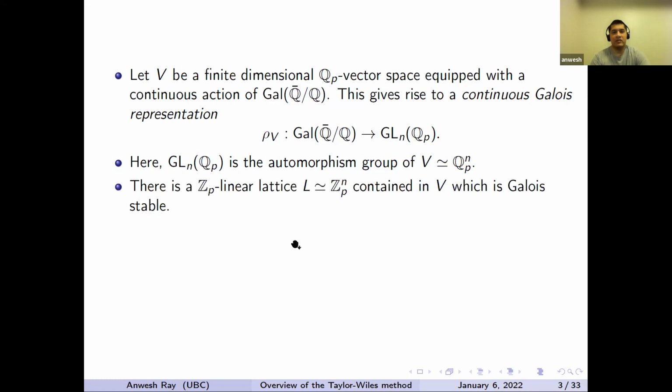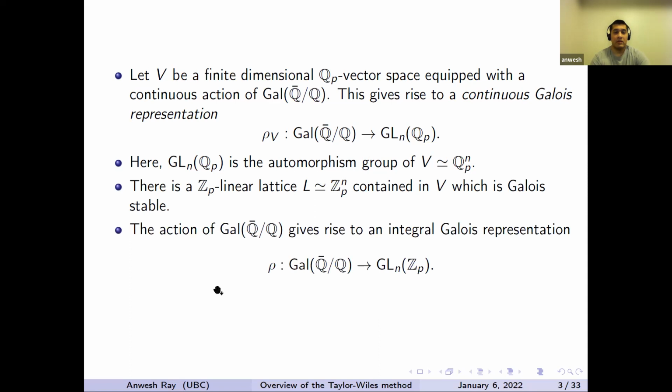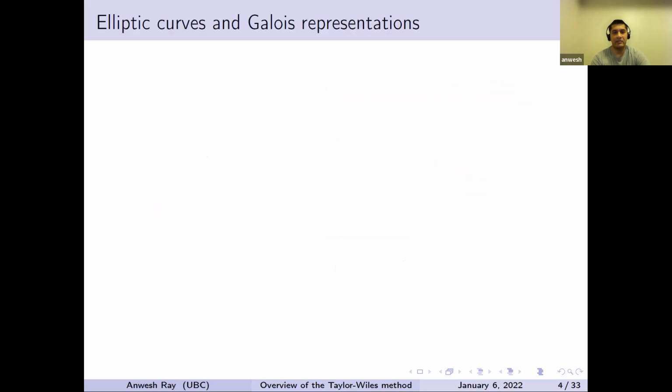When we have such a homomorphism, if it is continuous, then there always exists a certain Z_p linear lattice. So there's a lattice L isomorphic to Z_p^n contained in this vector space, which is actually Galois stable. Given such a lattice, we get an integral Galois representation. Now this is going to be a homomorphism from the absolute Galois group to the automorphism group of the lattice, GL_n of Z_p. So notice that we replace Q_p with Z_p when we choose a Galois stable lattice.